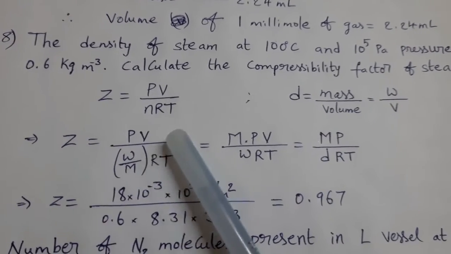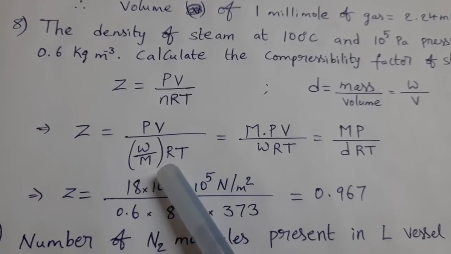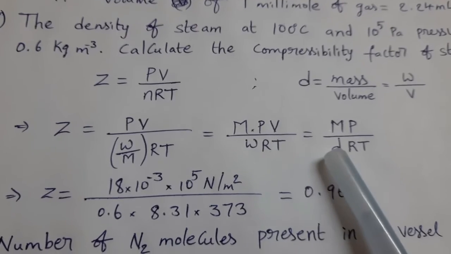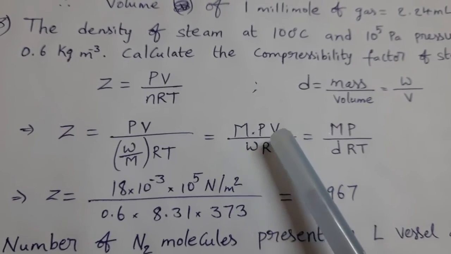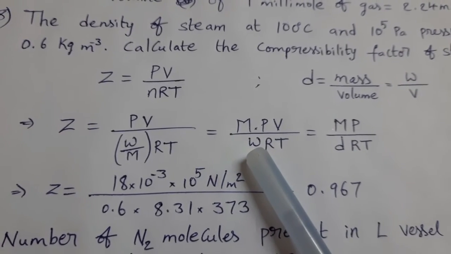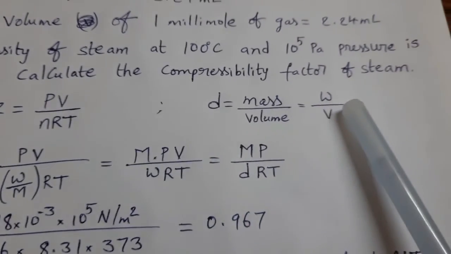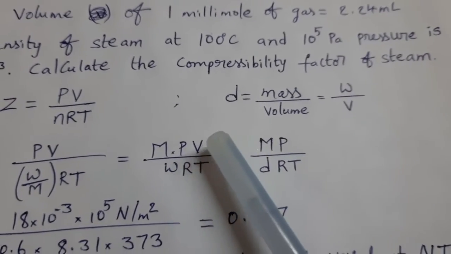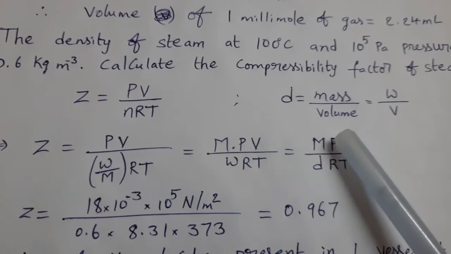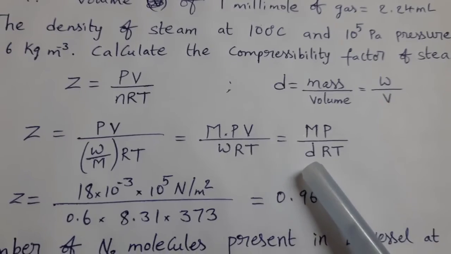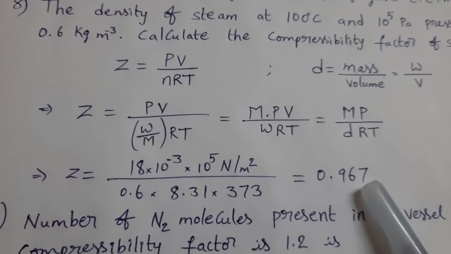So Z equal to PV divided by number of moles. Formula is weight by molar mass into RT. From this we can get molar mass into pressure into volume divided by weight of the steam into RT. So V by W, here D means W by V. Here we have V by W means 1 by D. Therefore Z equal to molar mass into pressure divided by density into RT. Substitute all the values, we can get Z value.